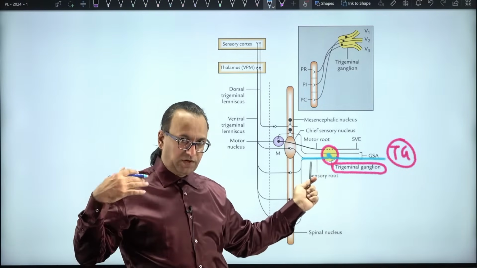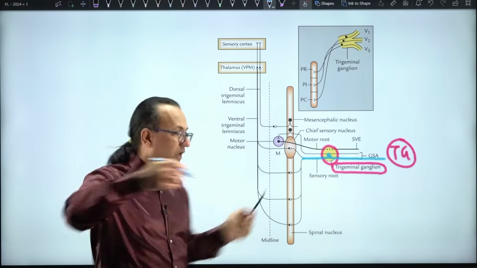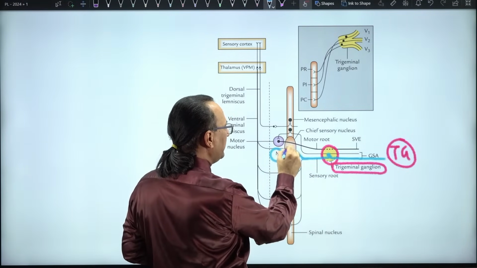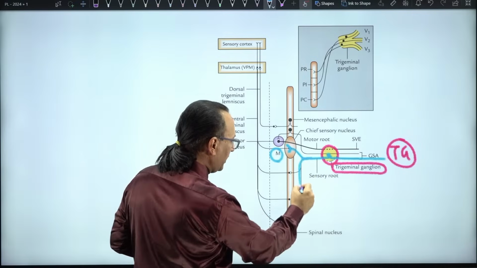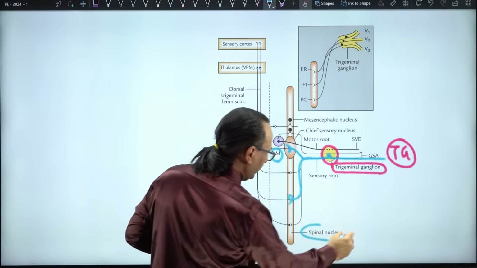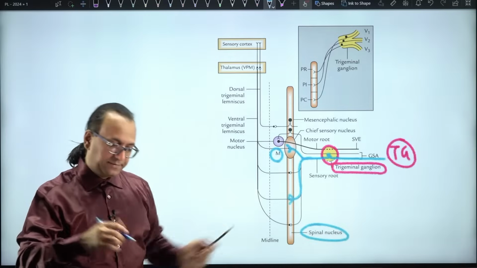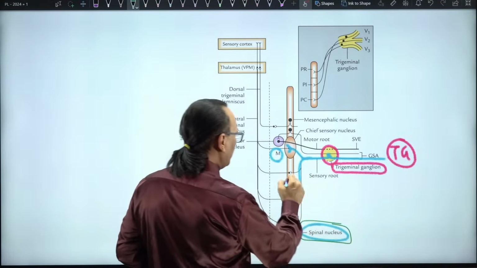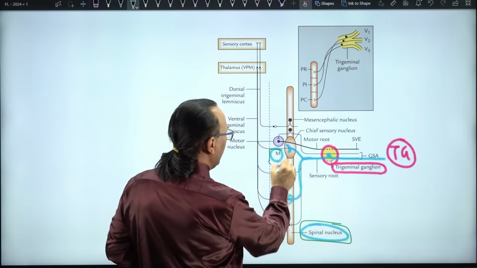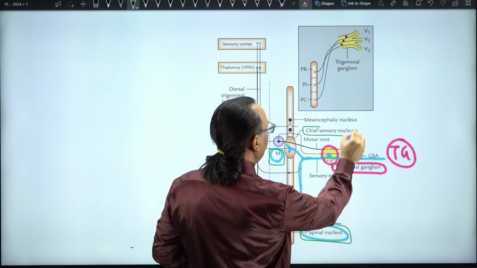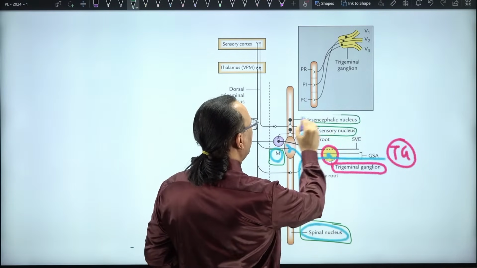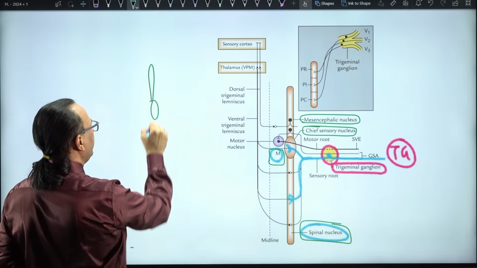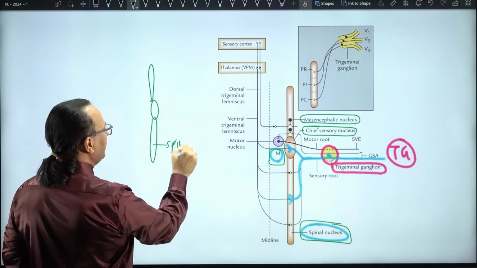Now the central process will go and synapse on the second order neuron. So where is the second order neuron? The second order neuron could be in the main sensory nucleus, or it could be in the spinal sensory nucleus. The trigeminal nerve has 3 nuclei, as you see. It has a spinal sensory nucleus, the main sensory nucleus, which is the chief sensory, and the one up there, mesencephalic. So when we talk about the trigeminal nerve, it will have 3 nuclei. There is one spinal sensory nucleus.